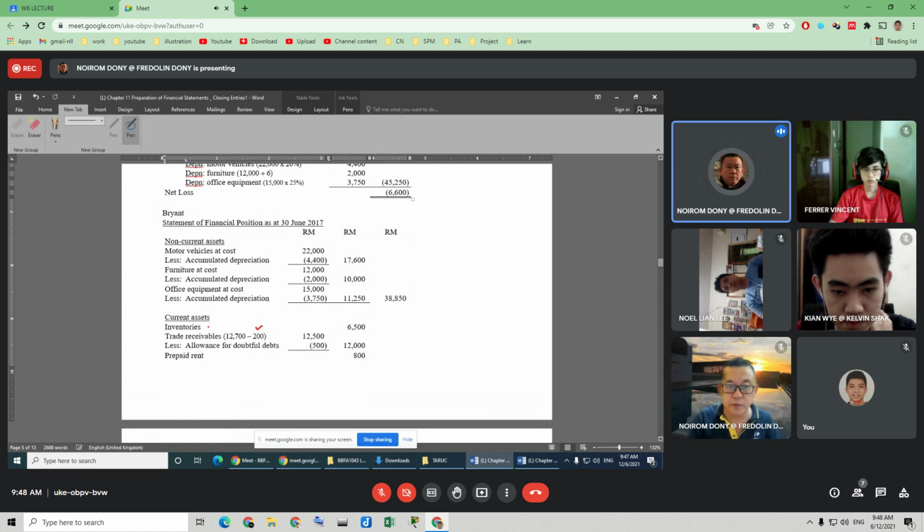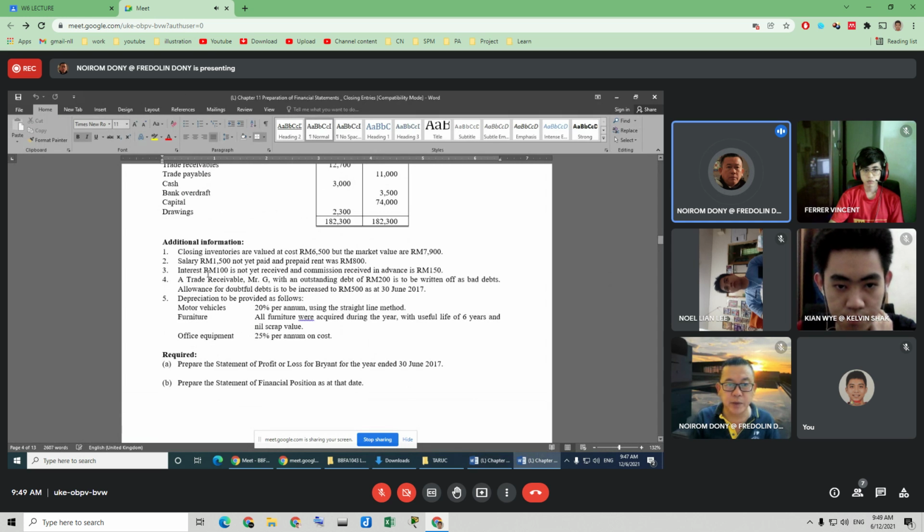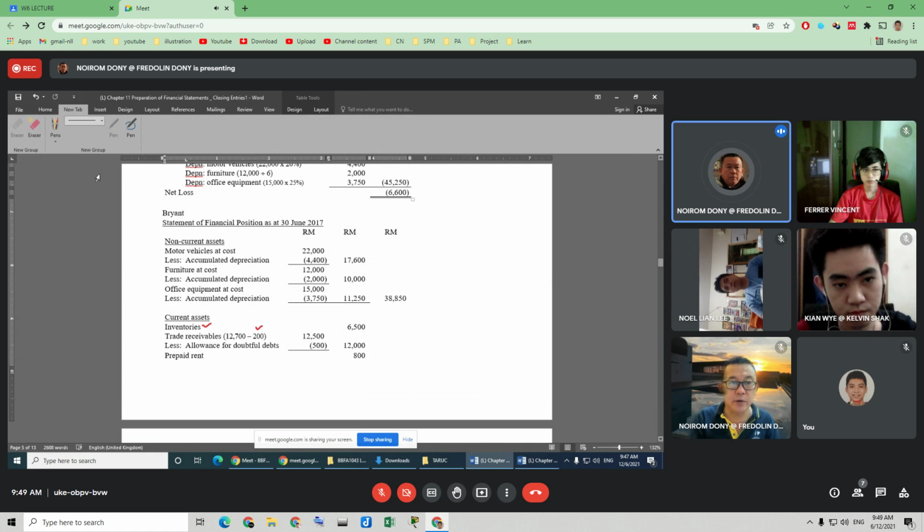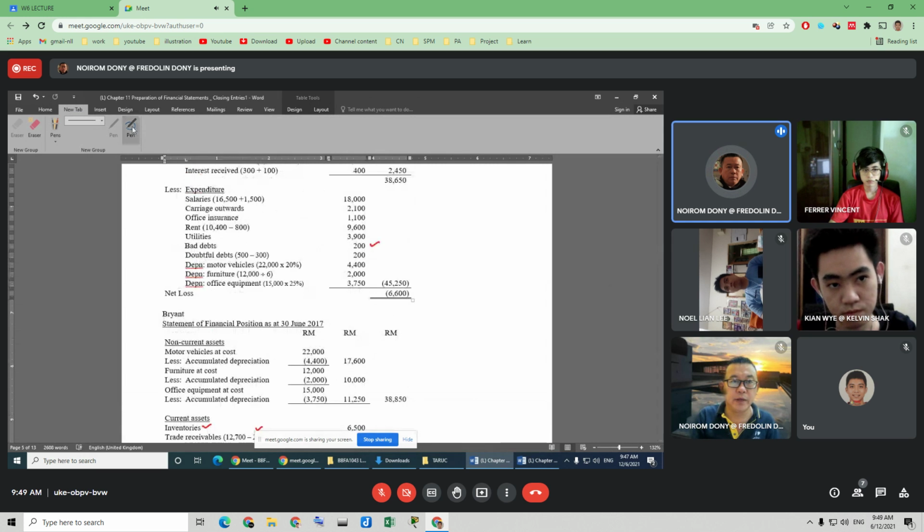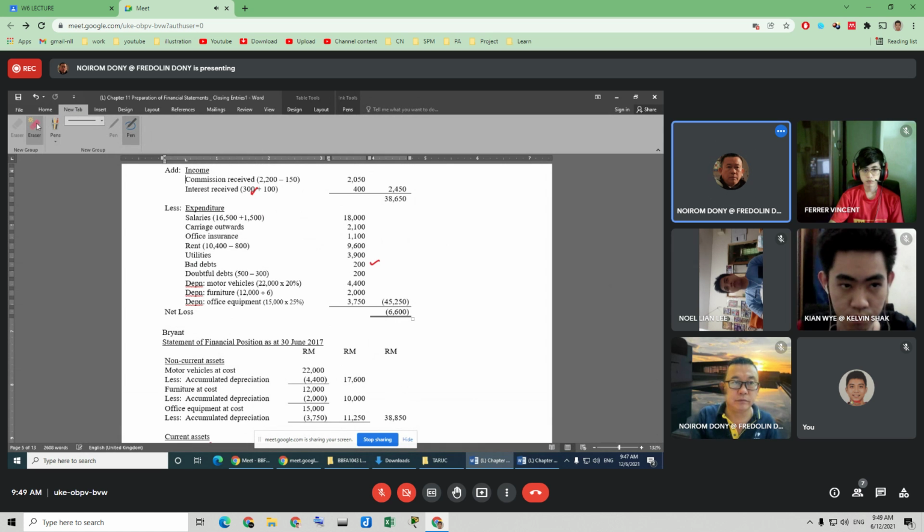Okay, so this is inventory. When we provide inventory 6,005, done. Now, the second information, salary 1,005, not yet paid. When I record salary, look at this, I plus 1,005, this is the debit entry. Okay, where is the credit entry?